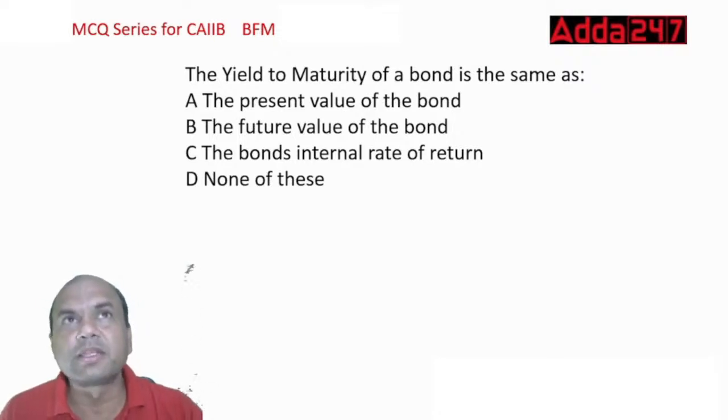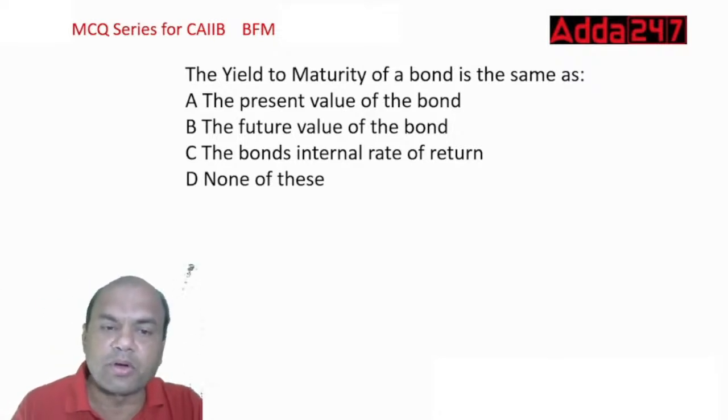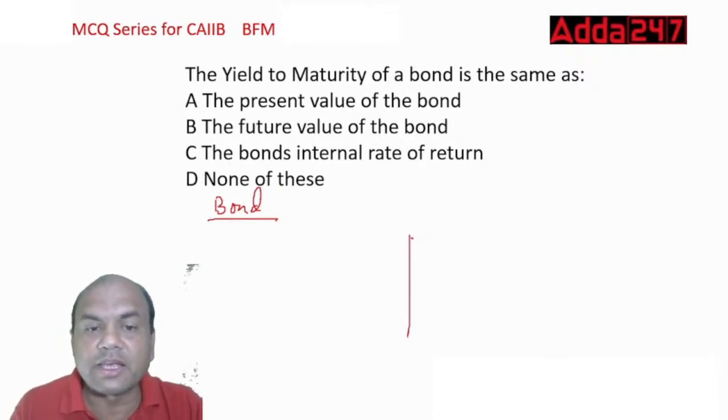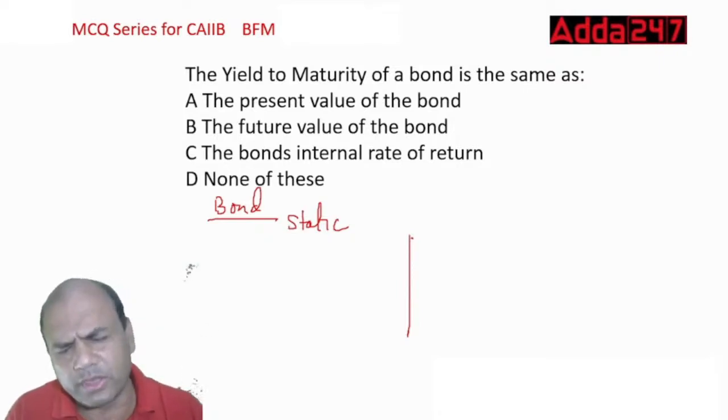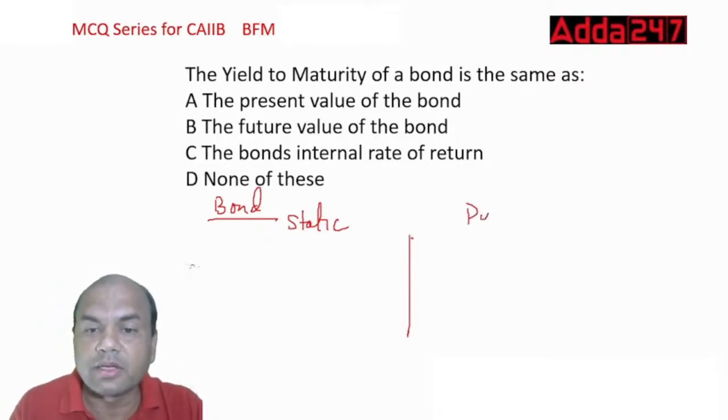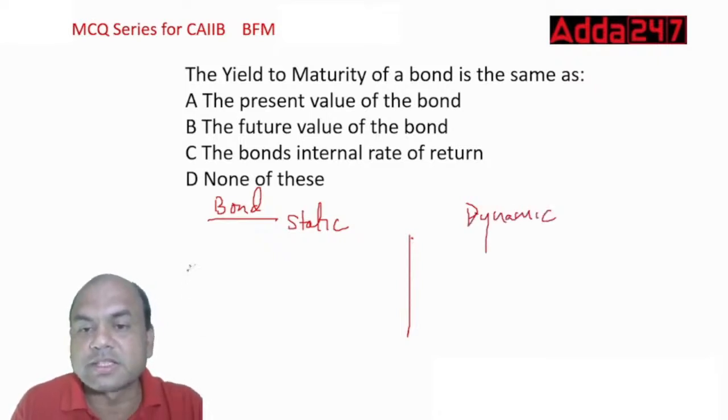Now I'll tell you something. In any bond, remember, there are five elements. Always remember, there are five elements. Out of these five, three are static. Static means what? They don't change at all. Let anything happen, they won't change. And two are dynamic. Dynamic means they will change.